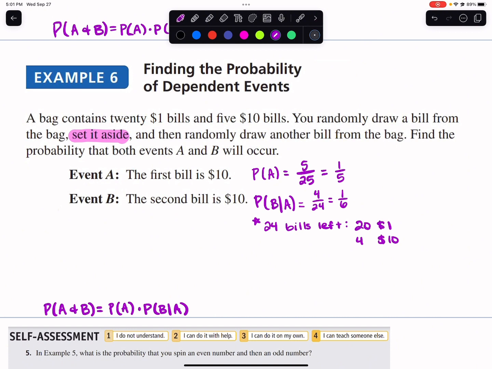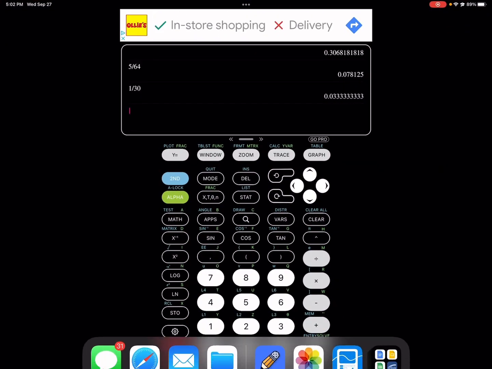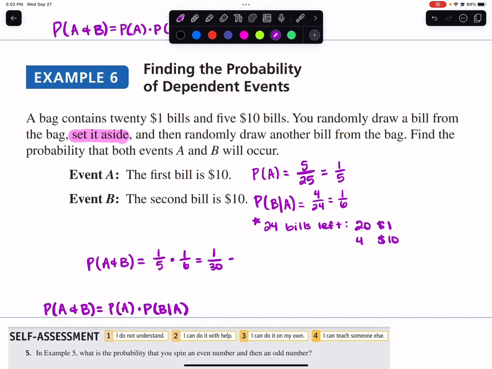And so now to find the probability of both A and B happening, I'm going to take probability of A, 1 over 5, times the probability of B given A, 1 over 6. So 1 times 1 is 1, over 5 times 6 is 30. So 1 over 30 is about 0.033, or about 3.3%.